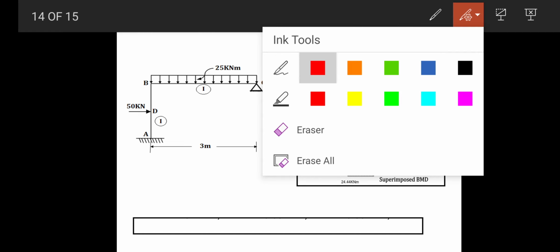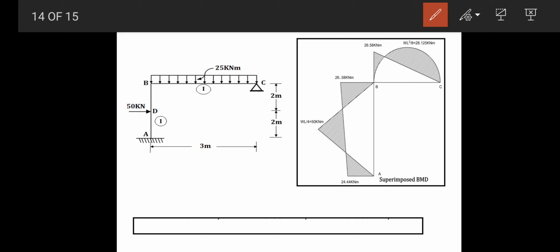Now next is the bending moment diagram. At A there is a bending moment of 24.44 kilonewton meter, and to draw that you have to keep your pen over the member at A and rotate in the anti-clockwise sense, because the sign for this moment is positive. After one rotation, the arrow is coming toward the left hand side, so show it toward the left, this 24.44.